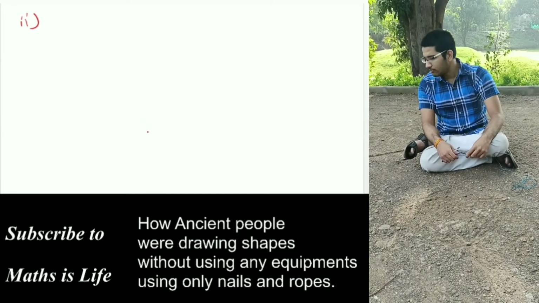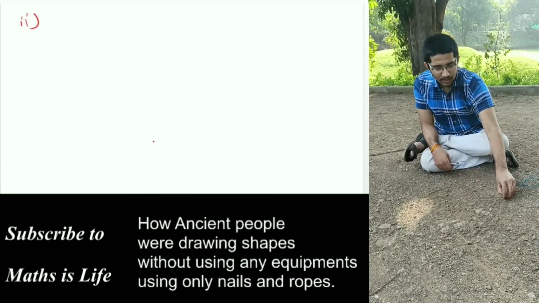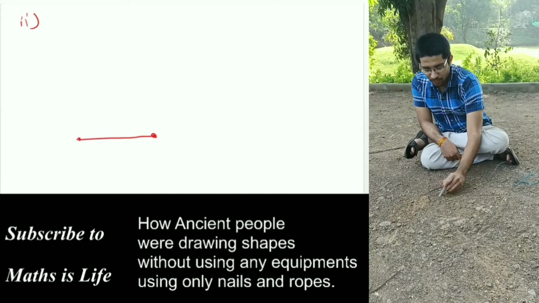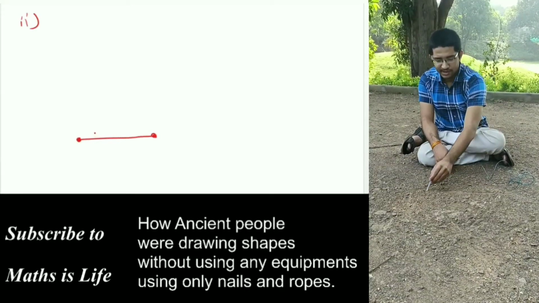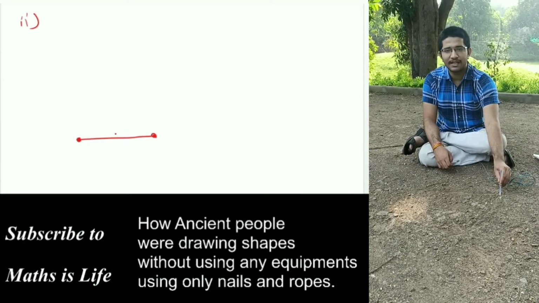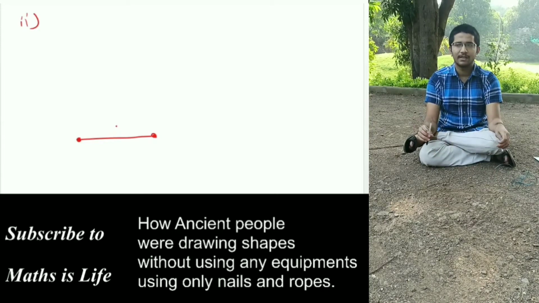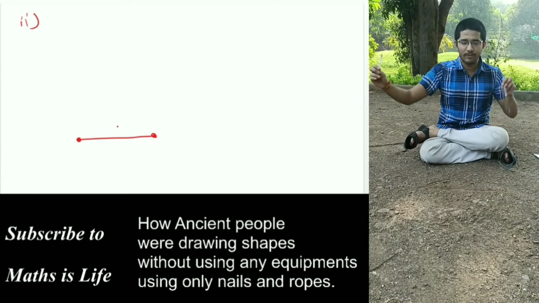Now for that we will prefer to draw the third side first, which is not equal. So let's take the same side again. This is the side of the triangle which is not equal. Now the remaining two sides are equal. So we will take that distance between two nails. Let's say it is 2 feet. So that distance will be like this.